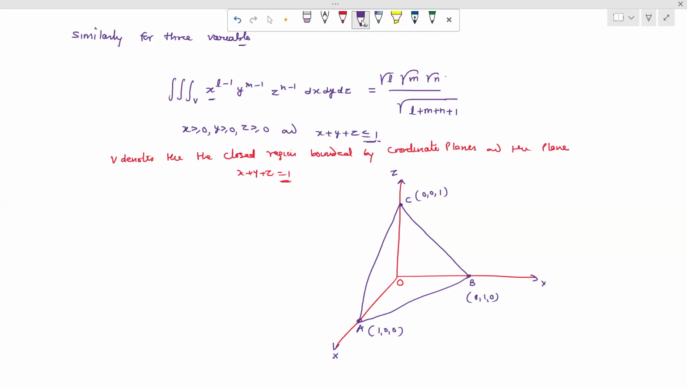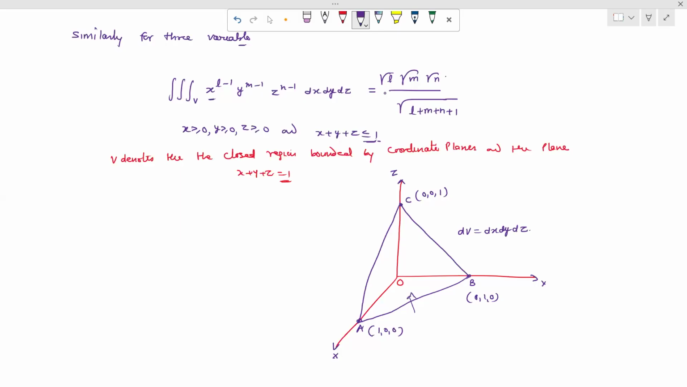So 0, 0, 1. So if we talk about this, this will be the XY plane, here the YZ plane, and this will be the ZX plane. So basically, okay, this is the three dimensional, so we can solve for that. So here the volume dv can be denoted as dx, dy, and dz.